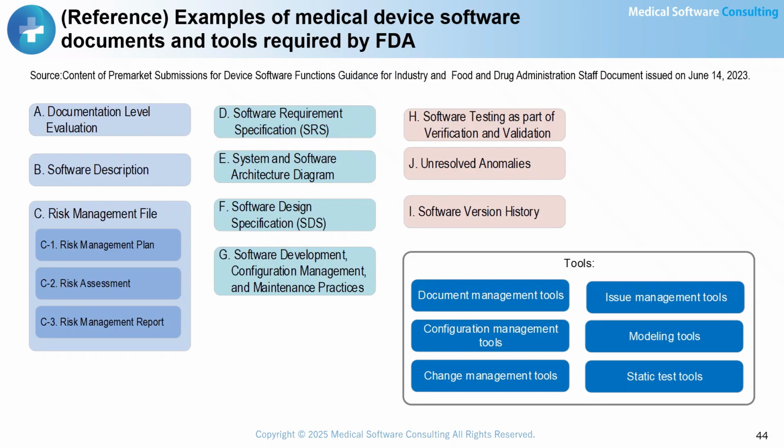Here are examples of medical device software documents and tools required by the US FDA. These documents are almost the same as those created under IEC 62304. However, when submitting a medical device application in the United States, manufacturers must explain how each document required by the FDA guidance corresponds to the documents created under IEC 62304. In practice, this often means preparing a cover page with the document name specified by the FDA guidance and then attaching the relevant contents from the IEC 62304 documentation.